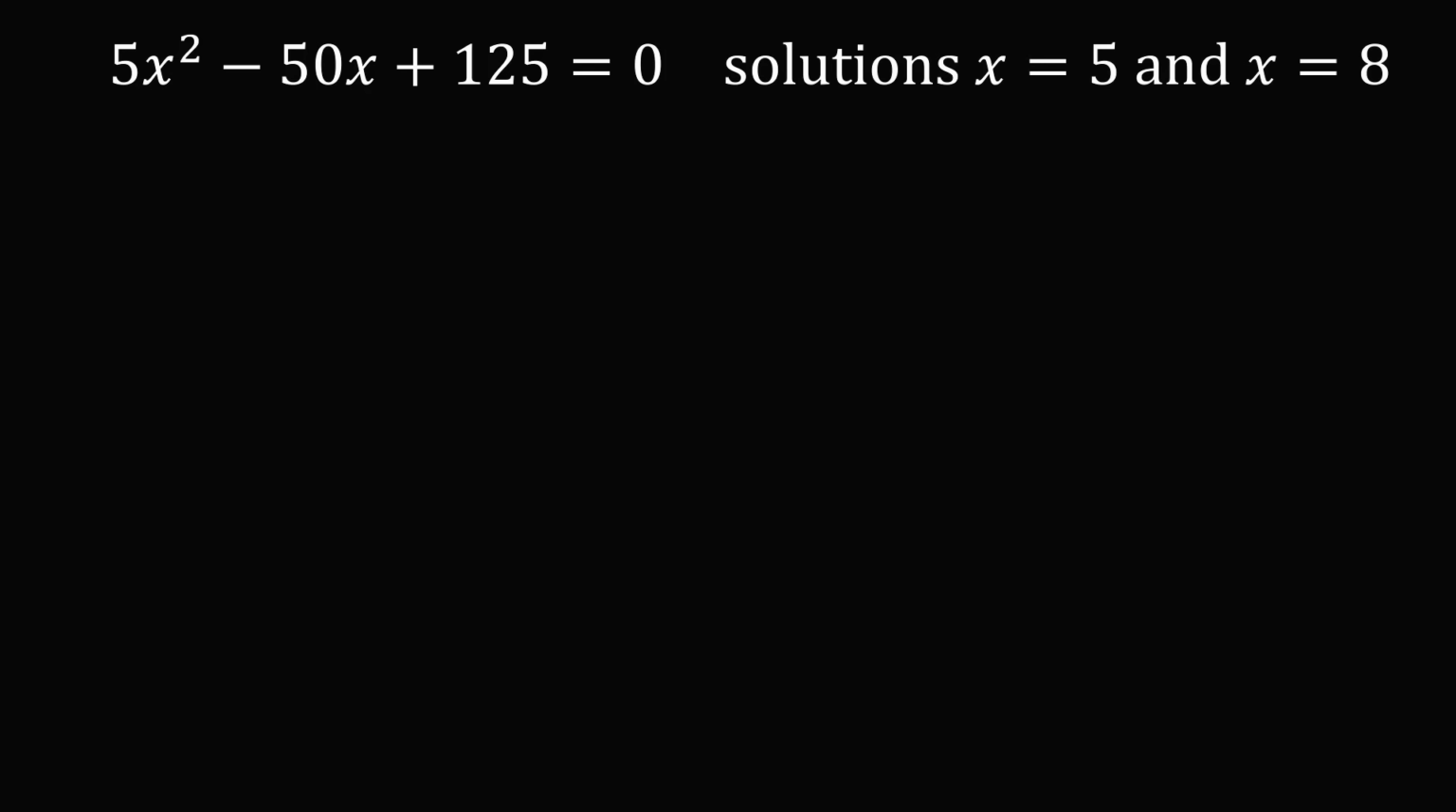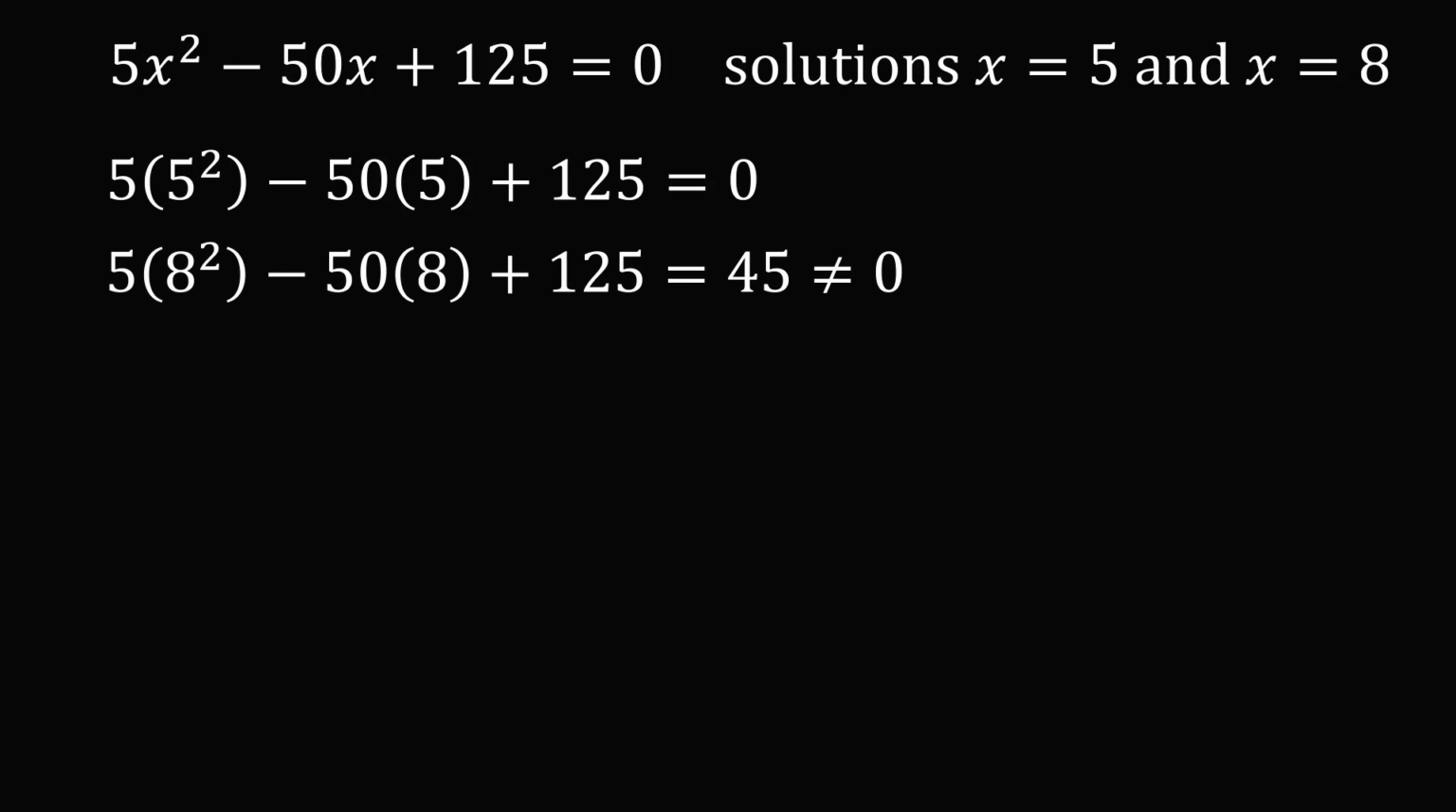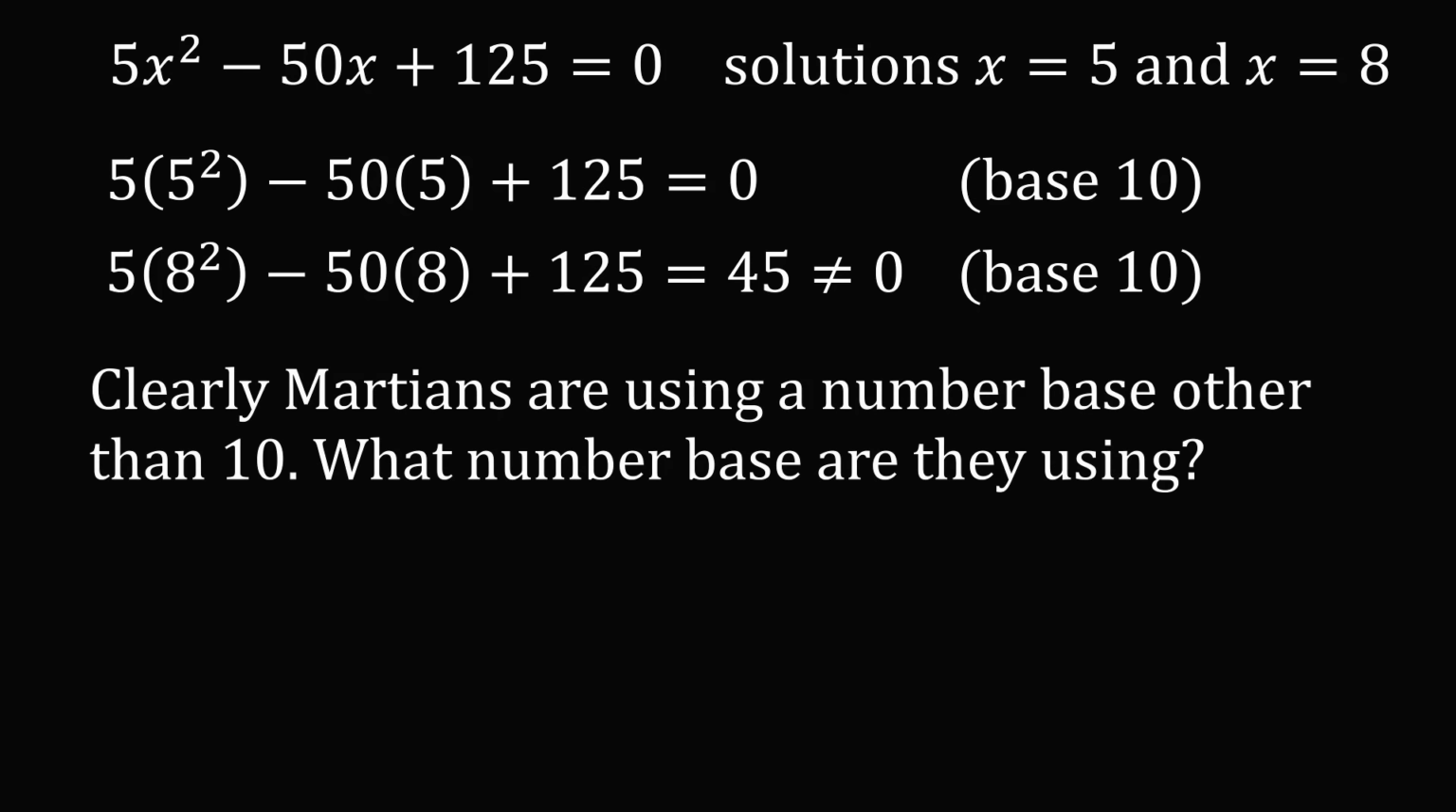So you try to understand what's going on. When you substitute x is equal to 5 into the equation, you do in fact get a solution. But when you substitute x is equal to 8, the value is equal to 45, which is not equal to 0. So this gets you to thinking. You have only substituted the values according to the base 10 system that we use on Earth. But obviously, the Martians are using some other number base for this algebraic equation. What number base are they using? Let's work through this problem step by step.